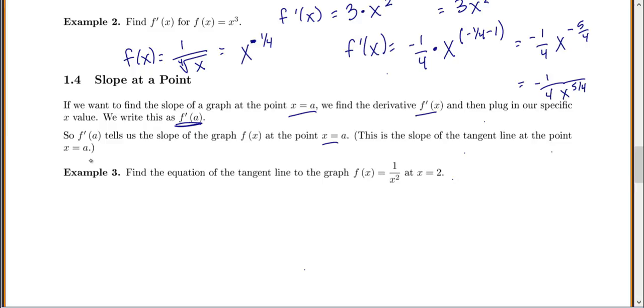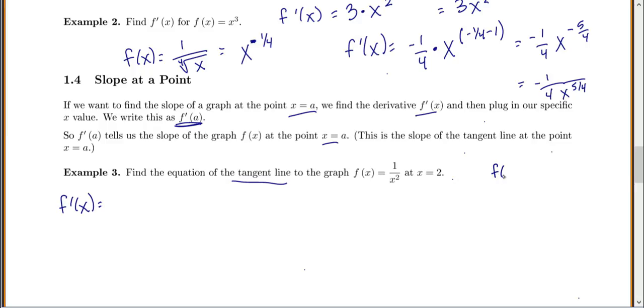So then we can do an example like number 3, where we want to find the equation of the tangent line to the graph f of x equals 1 over x squared at x equals 2. Okay, so we want to find the equation of a tangent line, but to do a tangent line we need to know the slope. To know the slope, we find the derivative. So let's find the derivative f prime of x.